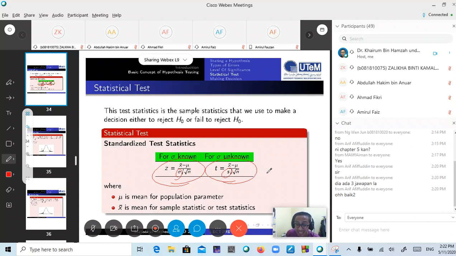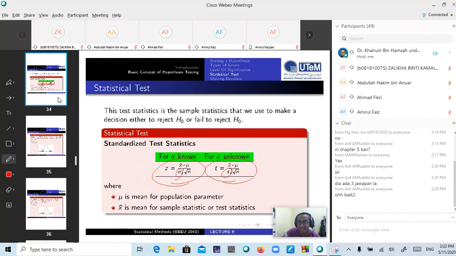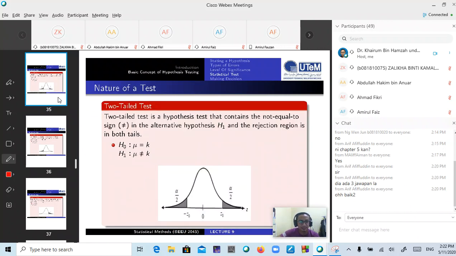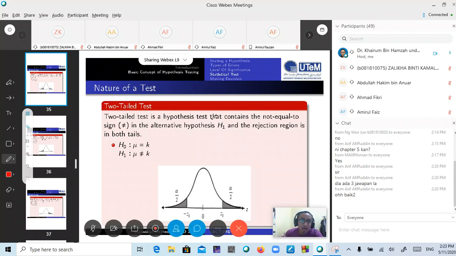Z distribution tu adalah table normal. Whereby X bar is the mean for sample. That one is how to standardize the test statistic. Next. Nature of the test. I mentioned before, we have 3 types of tail. The first one is two tail. How to identify whether your hypothesis testing is two tail or not?